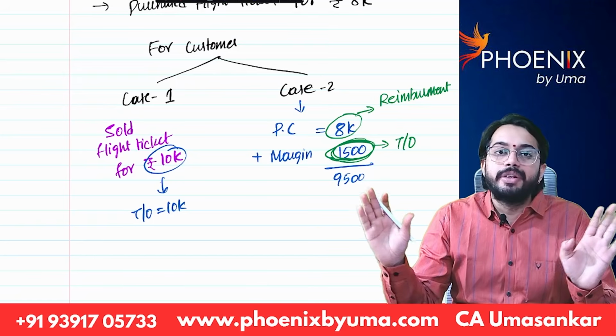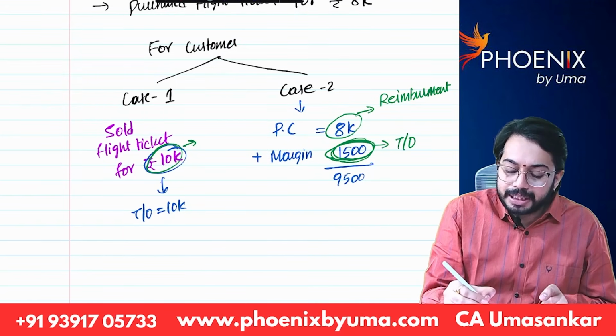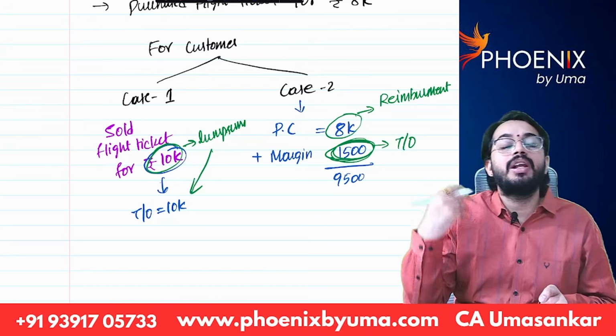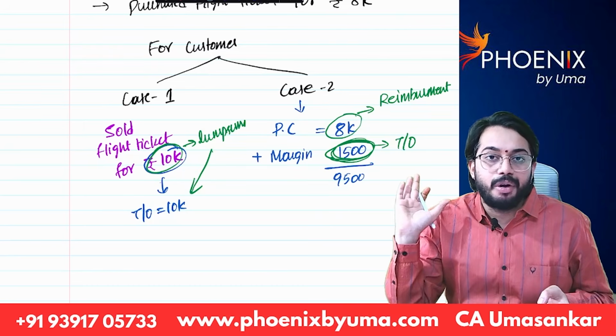If I do not disclose, if I sell for lump sum amount, okay, then whatever lump sum amount is there, total lump sum amount will be treated as turnover. Okay.